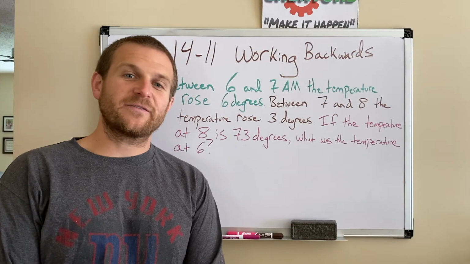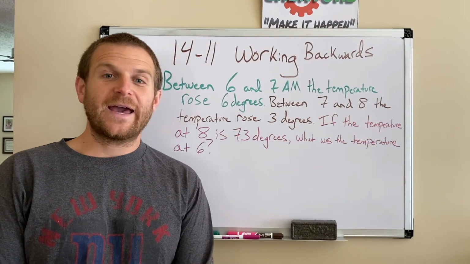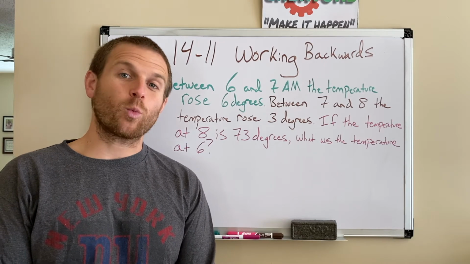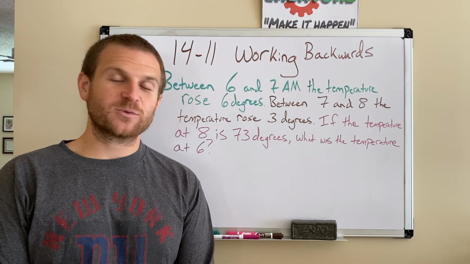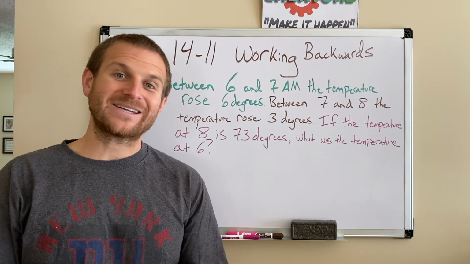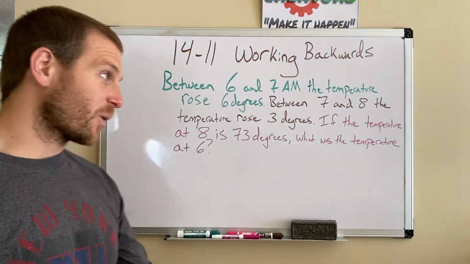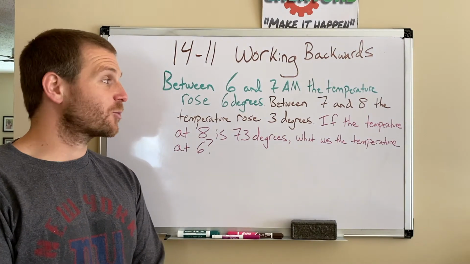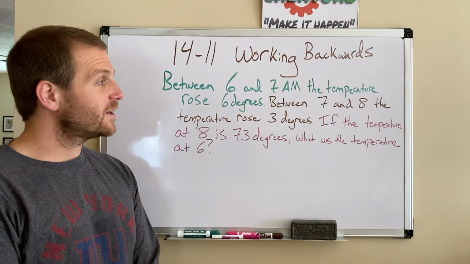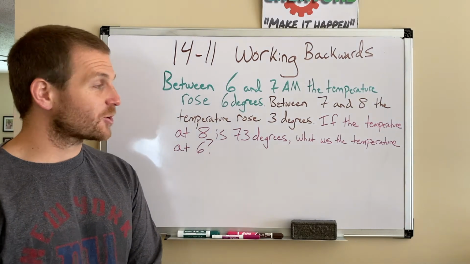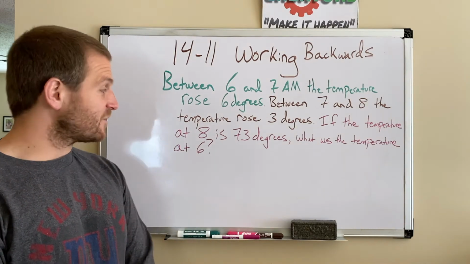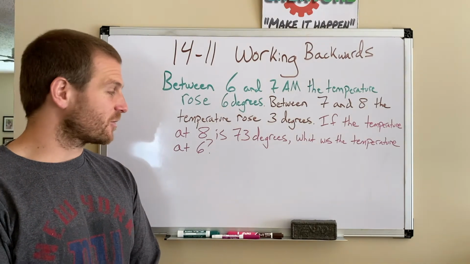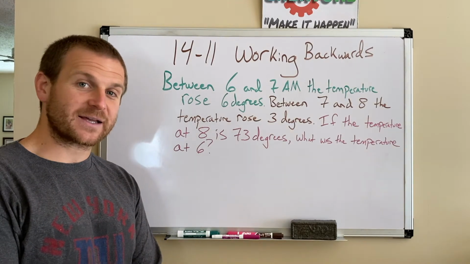Today's lesson is going to cover some word problems, and specifically we're going to be focusing on working backwards when faced with a difficult word problem, a time-based word problem. So we're going to start with this problem up here. It says between 6 and 7 a.m. the temperature rose 6 degrees. Between 7 and 8 the temperature rose 3 degrees. If the temperature at 8 is 73 degrees, what was the temperature at 6?